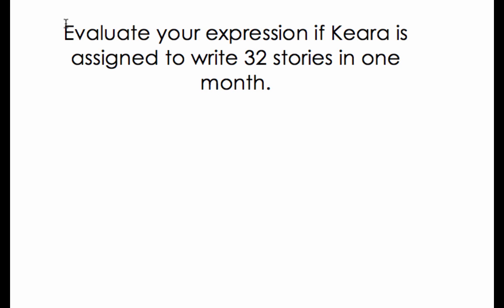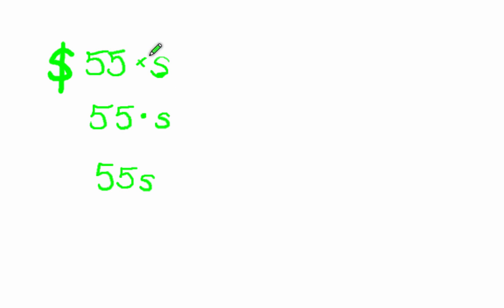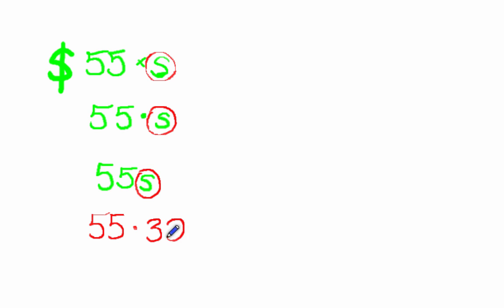We're going to be asked to evaluate our algebraic expression if Kiera is assigned to write 32 stories in 1 month. That's going to mean that our s, or our variable, is now going to be replaced with 32. So we're going to go back to our problem. We're now going to take this s right here and replace it with 32. So our new problem is going to be 55 times 32. And when they tell us to evaluate, that means to solve it. So we're going to solve it off to the side.